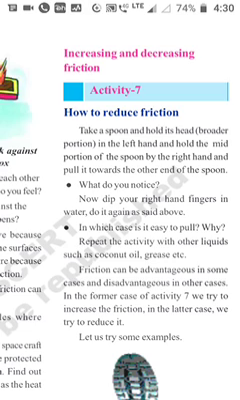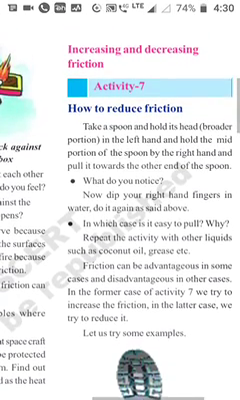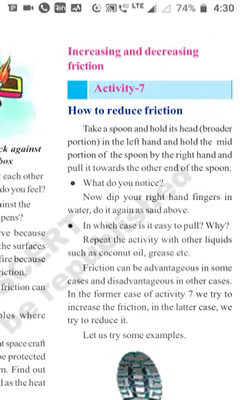Take a spoon and hold its head, the border portion, in the left hand, and hold the mid portion of the spoon with the right hand and pull it towards the other end of the spoon. What do you notice? Yes, you have to observe.